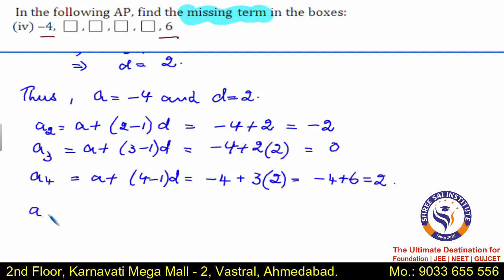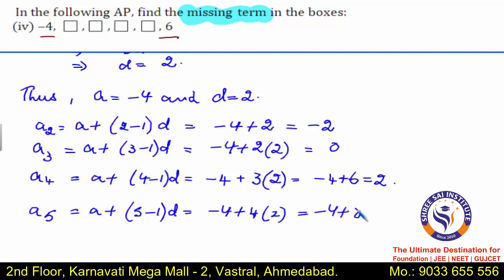And finally let us find the fifth term. It is given by a plus 5 minus 1 into d. That is minus 4 plus 4 into 2. This gives minus 4 plus 8, which is equal to 4.